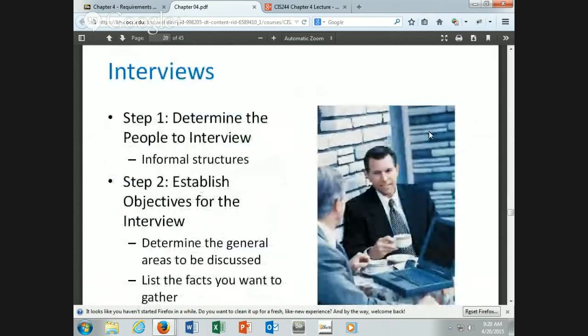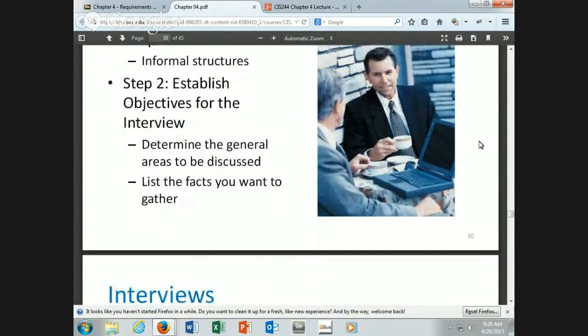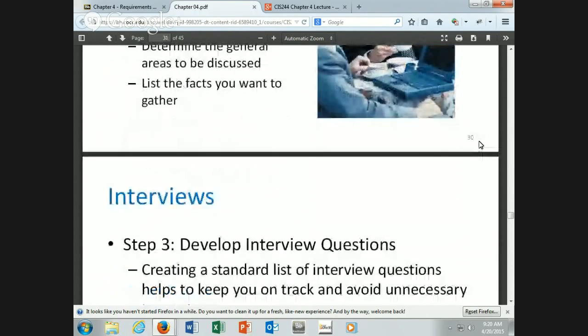So establish objectives for the interview. Determine the general areas to be discussed. List the facts you want to gather. Well, there's the facts right there. Start with the 6 questions.